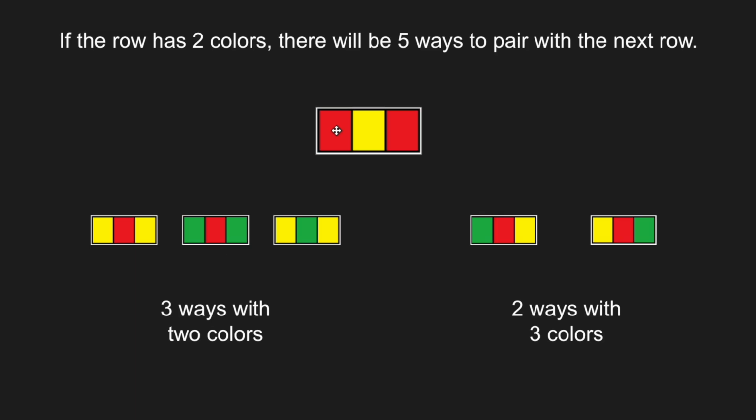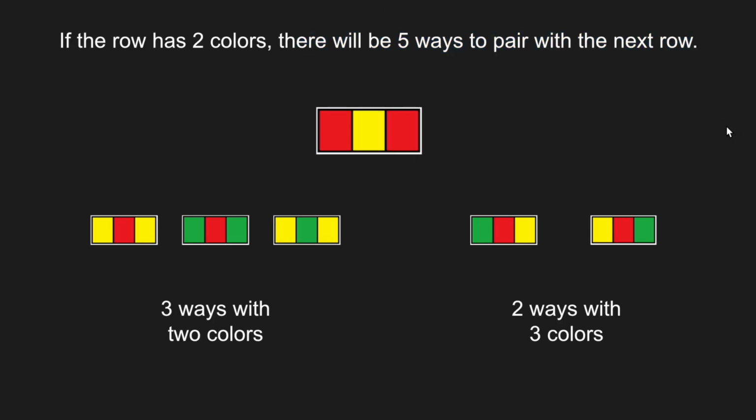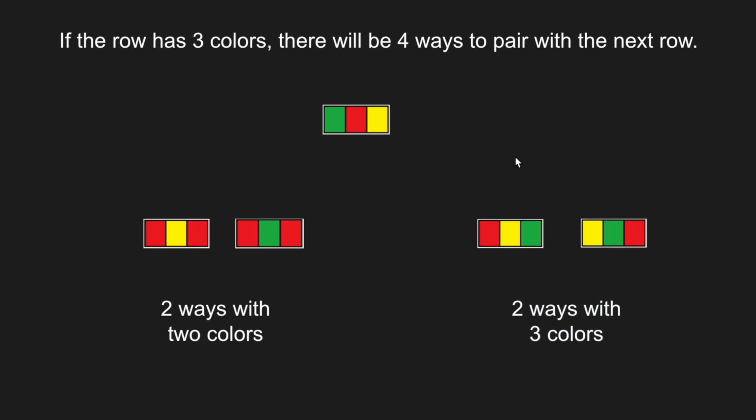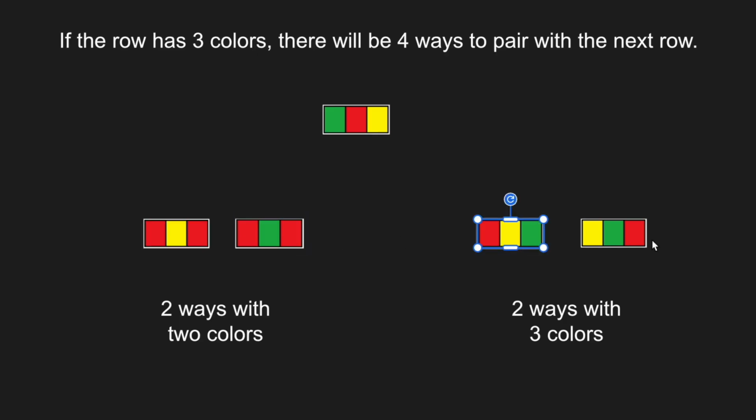Now, if we want to expand upon a row with 2 colors, there will be 5 ways we can expand to the next row without having adjacent colors touching. There will be 3 ways with 2 colors, and there will be 2 ways with 3 colors. Now, if the row has 3 colors, there will be 4 ways to pair with the next row: 2 ways with 2 colors and 2 ways with 3 colors.